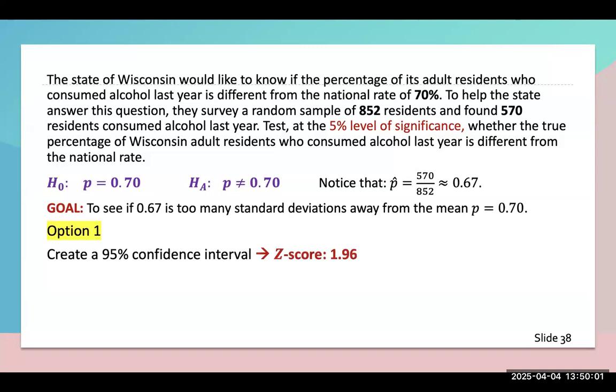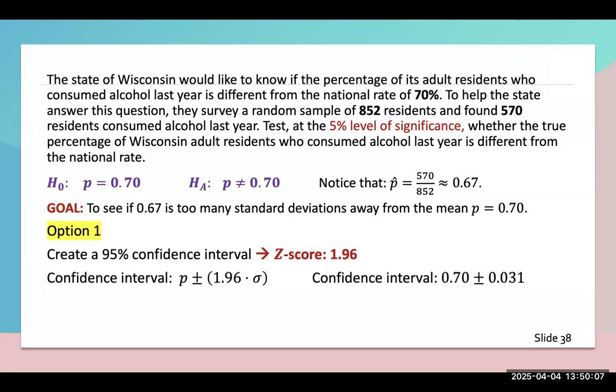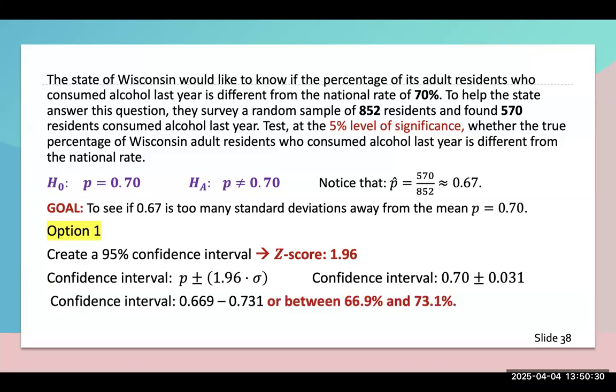What I'm going to do is create a 95% confidence interval around p. So I'm going to take p and add and subtract 1.96 times the standard deviation. We just found the standard deviation. It was about 0.016. So if I take that 0.016 and multiply it by 1.96, I get 0.031. I'm going to take that 0.031 and add it and subtract it from 0.7. And if you do that, you'll get 0.669 and 0.731, which is the same thing as 66.9% and 73.1%. So what does this confidence interval mean?